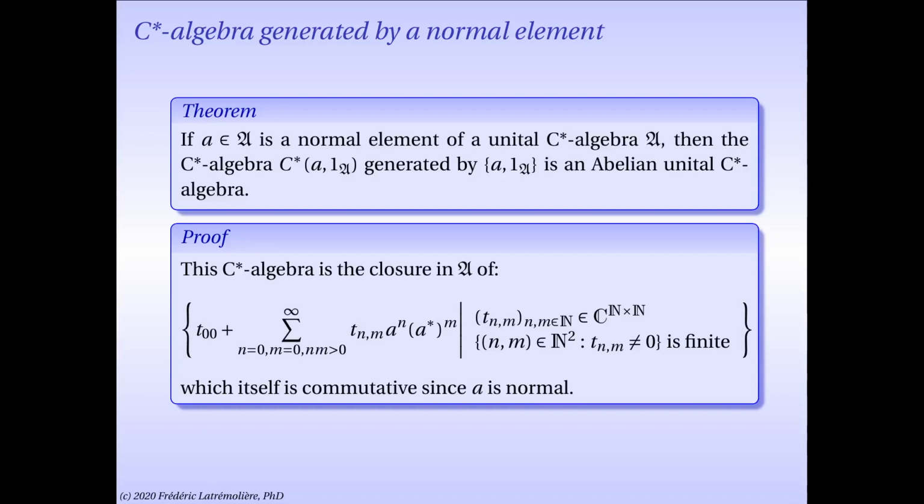And it's easy now to check that it is abelian. You simply have to check that this particular algebra of polynomials in A and A star is abelian, which is going to follow immediately from the fact that A and A star commute, because A is normal. And then the multiplication being continuous, the C-star algebra obtained by closing this set will again be abelian.